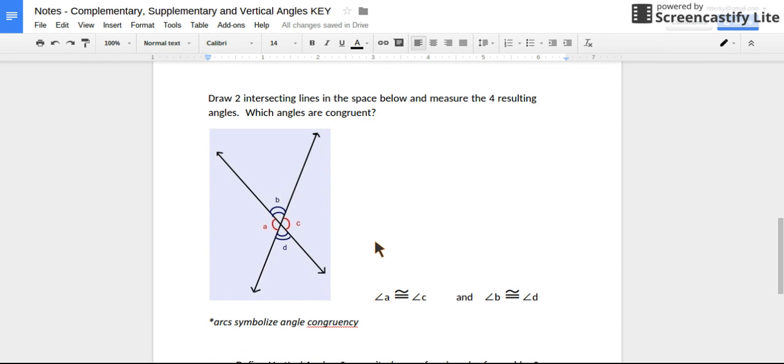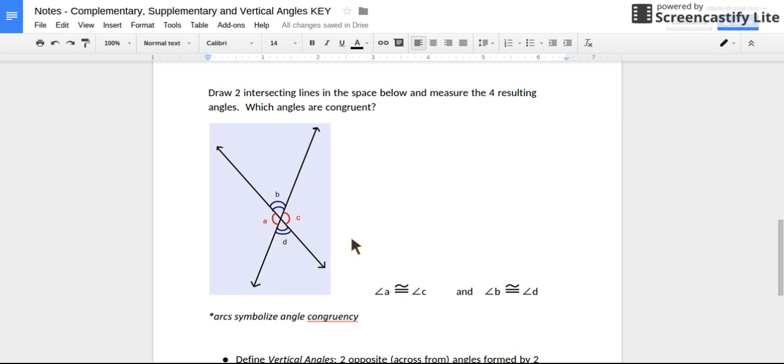If I draw two intersecting lines, then I get four resulting angles. Two of those angles are going to be congruent, and the other two angles are going to be congruent, meaning that I have two pairs of congruent angles. Anytime two lines intersect, this relationship happens.